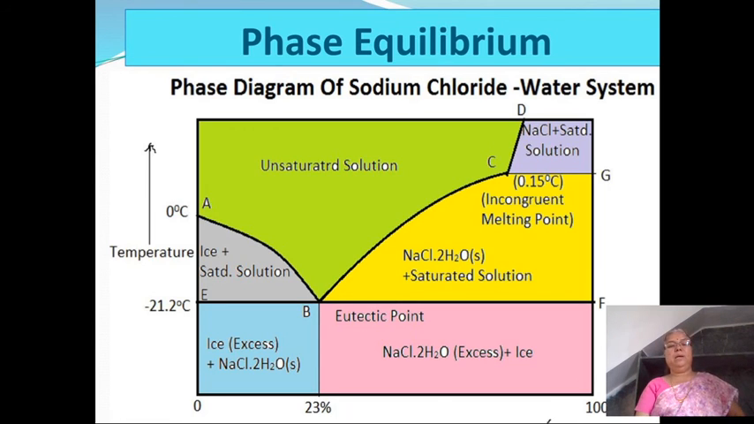This is another example of a salt water system, and this temperature is minus 21.2 degrees centigrade. So this point is also called the cryohydric point.